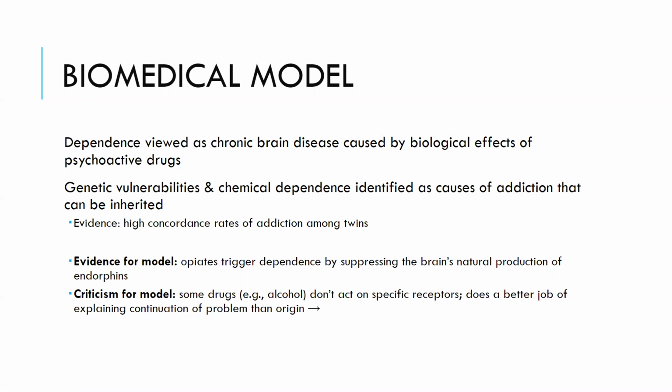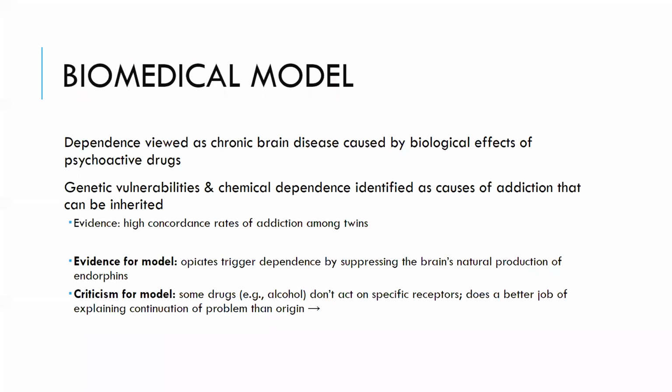In terms of evidence for this model, which again is the chronic brain disease model, saying that you use a drug and it has a physiological impact on the brain, and that creates this chronic situation in which you're addicted and you're needing the drug to help your brain function. Evidence for this comes from opiates, for instance. So opiates trigger dependence by suppressing the brain's natural production of endorphins, and so we become dependent because the brain's no longer producing this chemical at the same level, and so we're reliant on the drug for that chemical now. So opiates are a really clean-cut example that really adhere to this biomedical model.